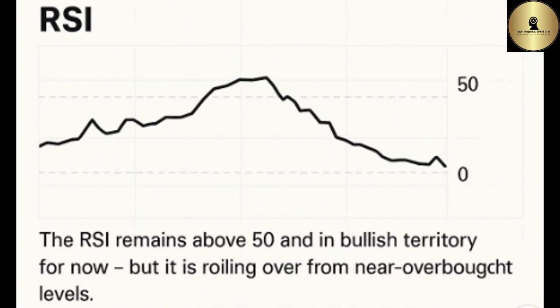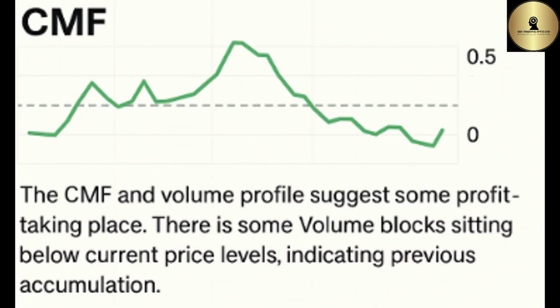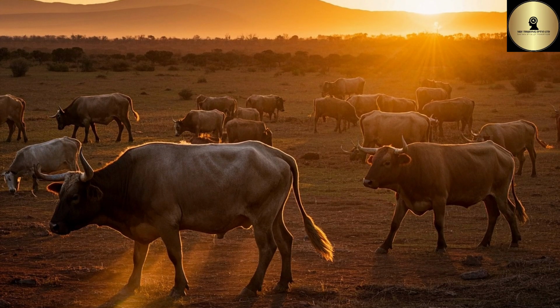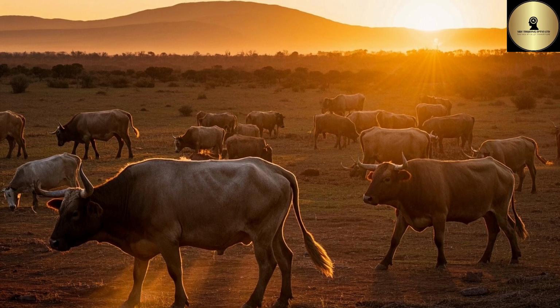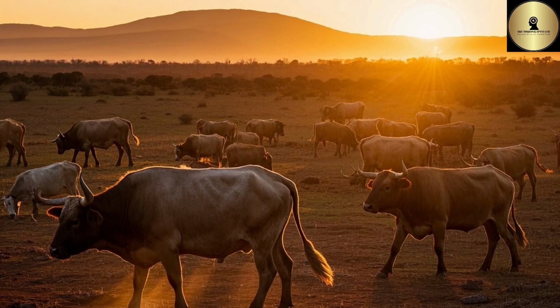The RSI remains above 50 and in bullish territory for now, but it is rolling over from near overbought levels. The CMF and volume profile suggest some profit taking. There are some volume blocks sitting below current price levels, indicating previous accumulation. So in short, the bulls are still in control, but with signs of exhaustion near resistance zones.